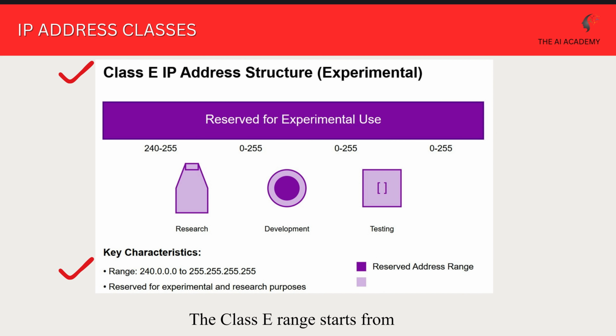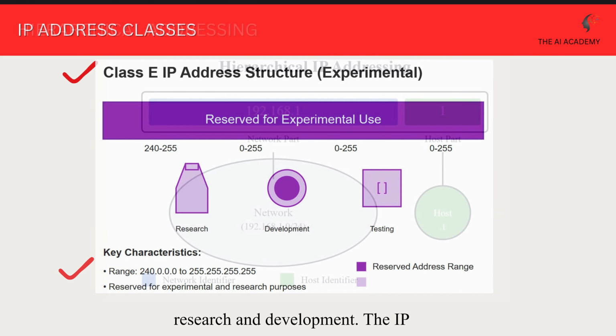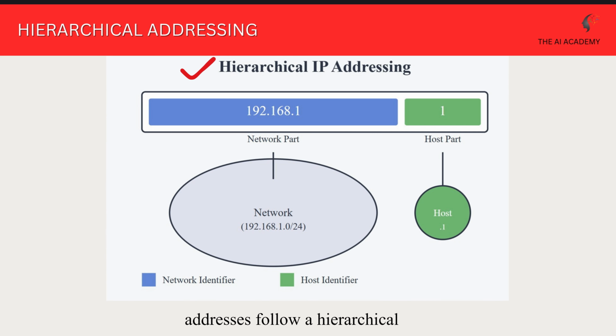The Class E range starts from 240.0.0.0 to 255.255.255.255. It is reserved for experimental purposes. The Class E IP addresses are not assigned for standard use, and are used in research and development. The IP addresses follow a hierarchical structure, which helps manage and route data efficiently.